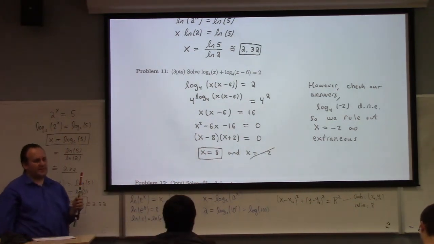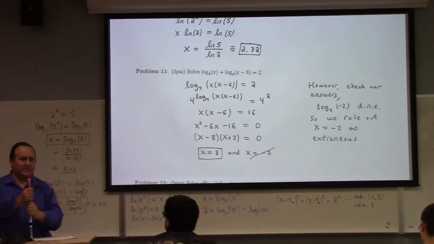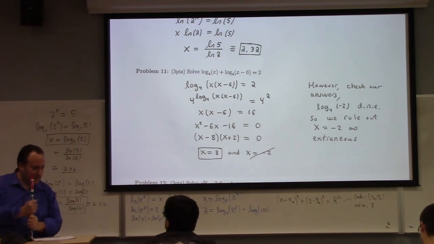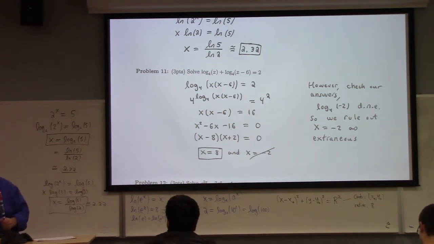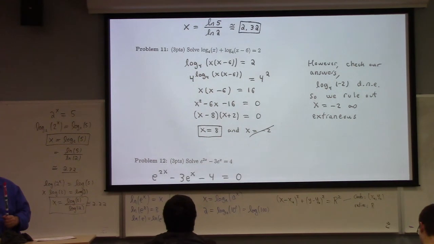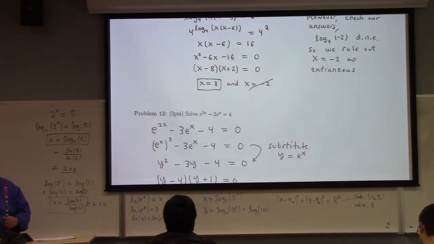There are people who got this right. Hey, does this problem look familiar? Because it should. I did this example in class. In fact, that's true of a lot of problems on this quiz, isn't it?